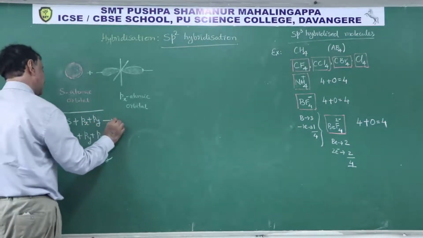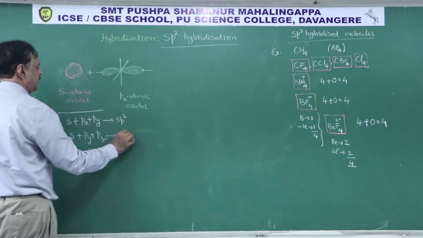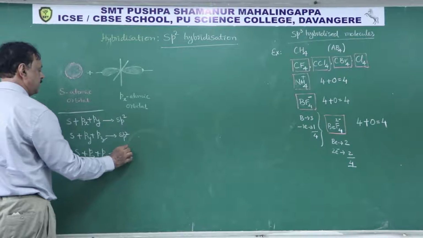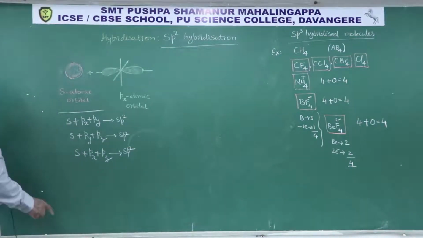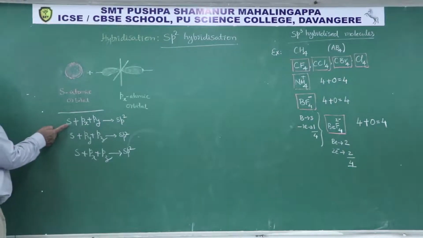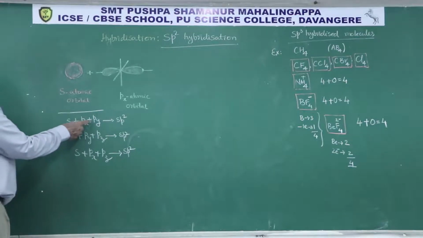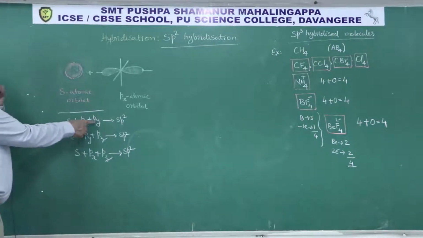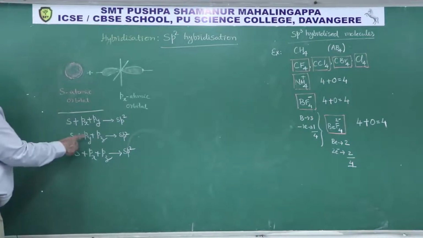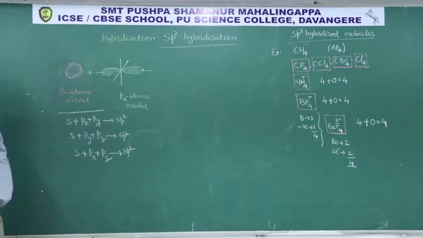Then it leads to the formation of sp2 hybrid atomic orbitals. It is the process of mixing one s atomic orbital and any two of the p atomic orbitals. There are three p atomic orbitals, px, py, pz. Then px plus py combination, or py pz combination, or px pz combination, leads to the formation of sp2 hybrid orbitals.